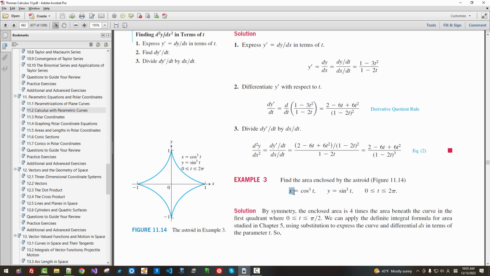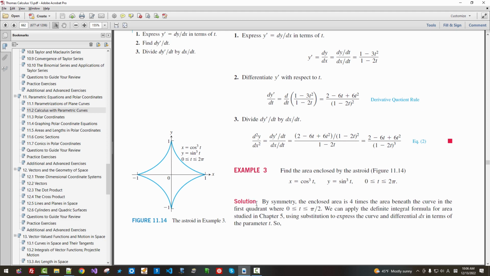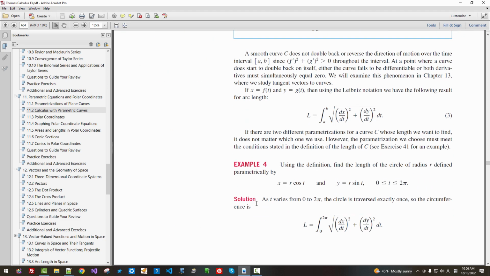For example, x is a function of t, y is a function of t. We can evaluate the area bounded by this curve. I tried all the examples and solved them numerically. For example, this is the arc length of these parametric equations. Because we defined derivatives and also integration, I could easily compute such integrals.